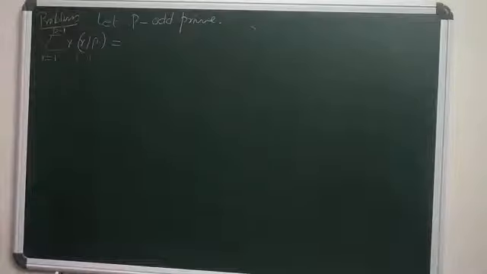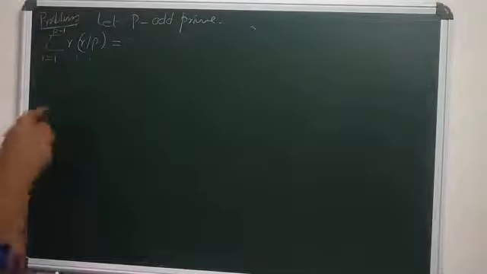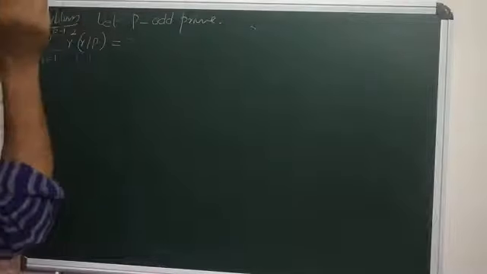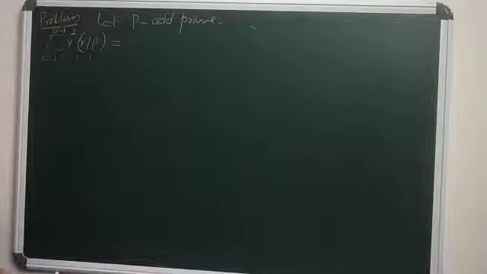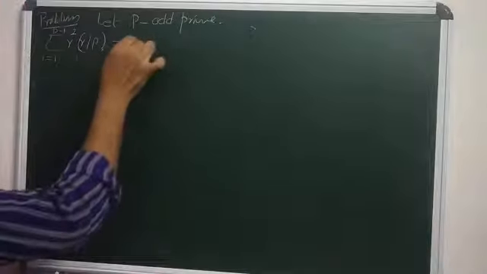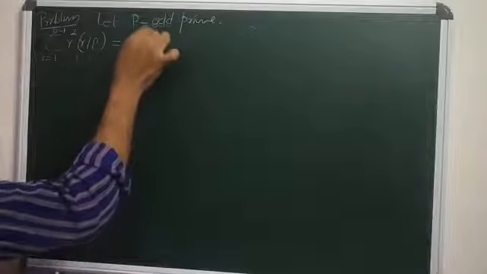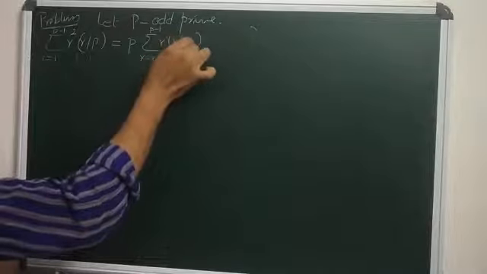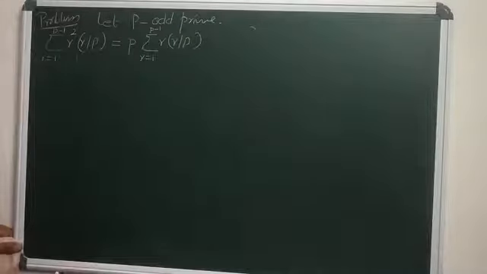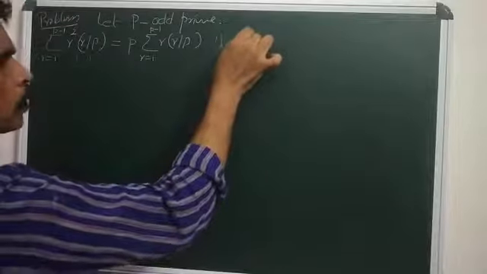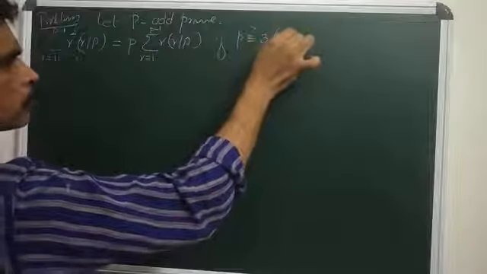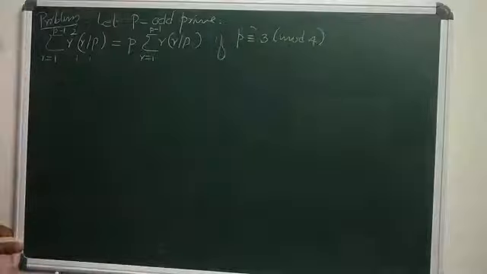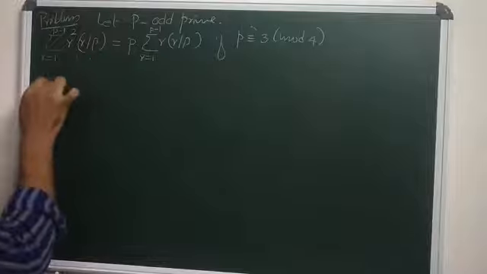Now we are going to the second one. Let P be an odd prime. Then the sum over r ranging from 1 to P minus 1 of r squared times (r/P) equals P times the sum over r ranging from 1 to P minus 1 of r times (r/P), if P is congruent to 3 mod 4. How to solve this one?